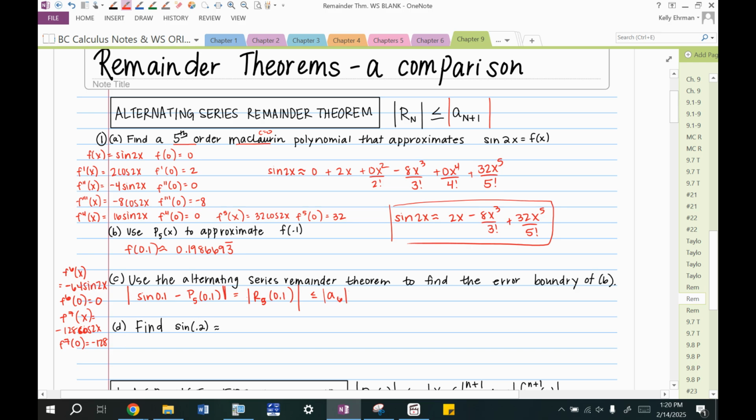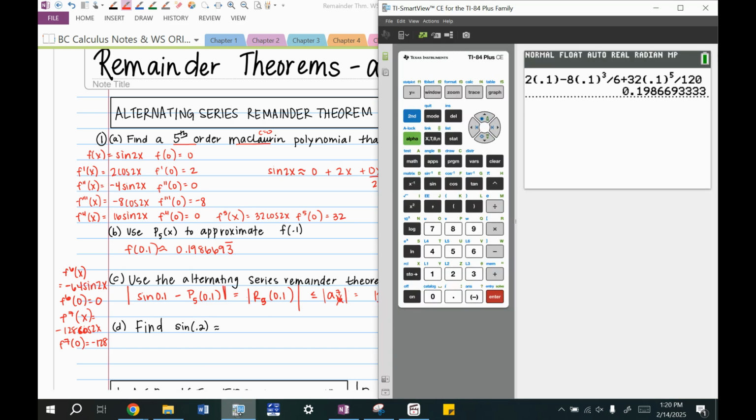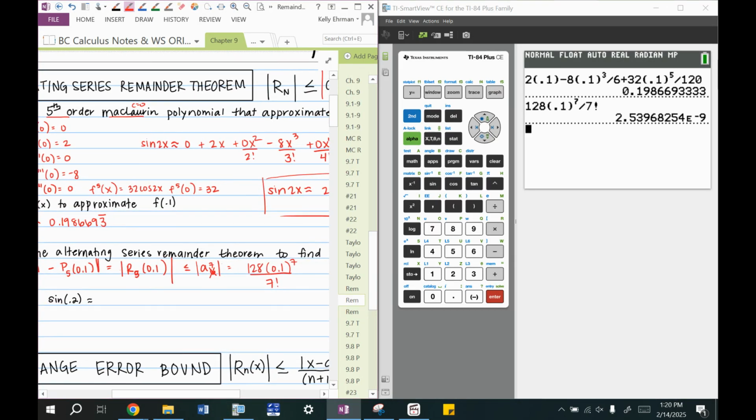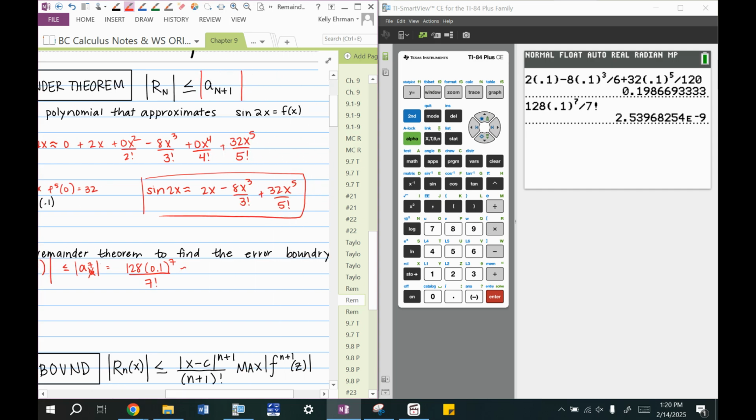All right, so actually that's going to be 7. So it needs to be less than or equal to 128, because we're in absolute value, times 0.1 to the 7th divided by 7 factorial. What does that come out to? 128 times 0.1 to the 7th divided by 7 factorial. So again, I'm going to write this down without rounding it. So this comes out to, there are 8 zeros here.